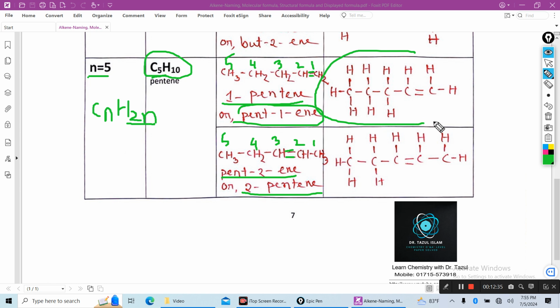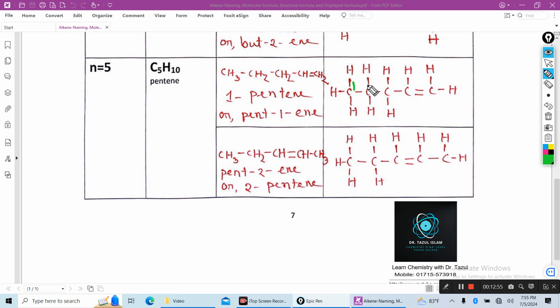Now this is the displayed formula. This is 1, 2, 3, 4, 5. Number 1 carbon contains the carbon-carbon double bond, that's why this is 1-pentene or pent-1-ene. If you count from the right-hand side, 2, 3, 4, number 4 carbon contains the double bond, this would be 4-pentene. 1 is the smaller number. When you count the double bond, you always count the smaller number.